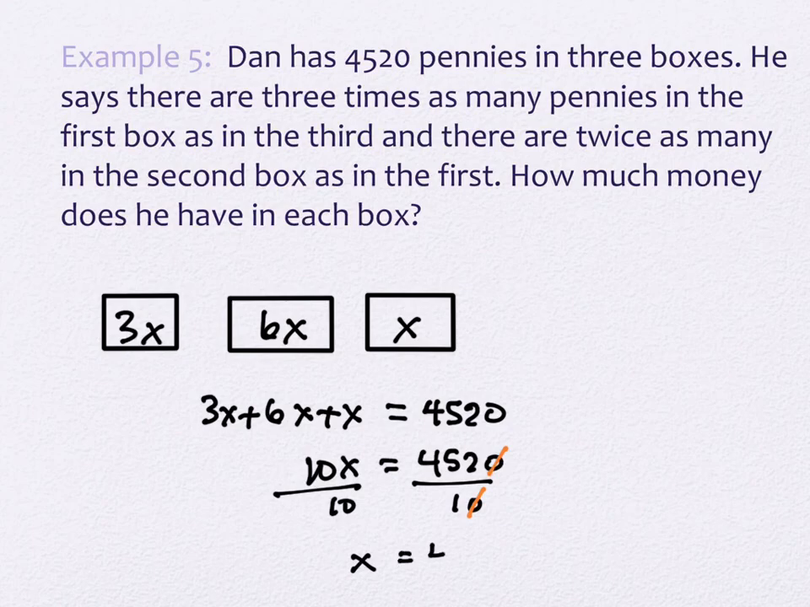This gives us 452. And the question is, how much money is in each box? Well, this is box 3.